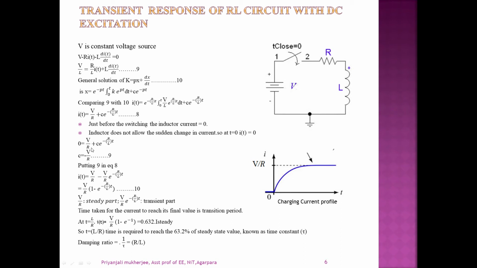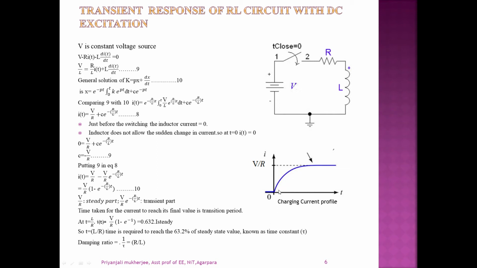We can put this value of C into equation 8, so i(t) is equal to V/R minus V/R e to the power minus (R/L)t, or V/R into (1 minus e to the power minus (R/L)t). Now this V/R is the steady part, and V/R e to the power minus (R/L)t is the transient part. The overall equation is 1 minus exponential, so it becomes an exponentially increasing function, and this is the current profile.